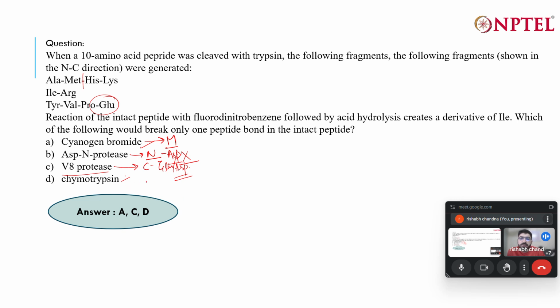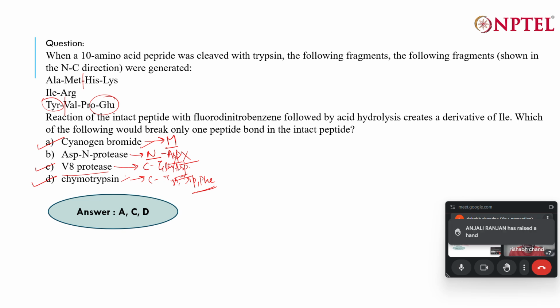Then we have chymotrypsin. This cleaves at the C terminal position of tyrosine, tryptophan, and phenylalanine. So here we have only one tyrosine, so only one peptide bond will be broken. So here the correct answer would be A, C, and D. Any doubts in this particular question?